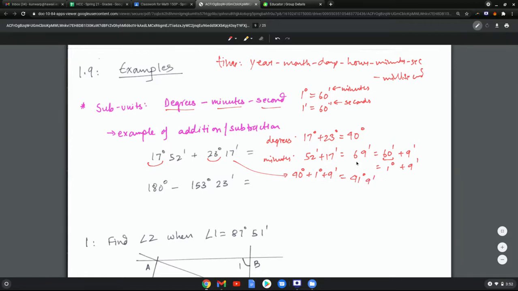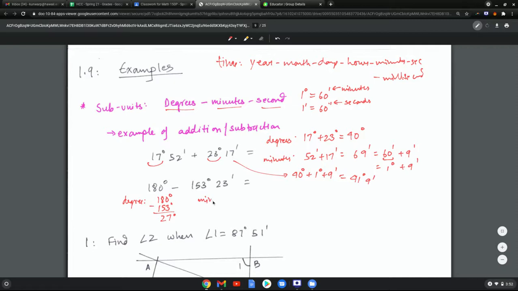Think of it very much similar to time. 69 minutes means 1 hour and 9 minutes. So that's the same as saying 1 degree and 9 minutes. The same thing with subtraction. First we subtract the degrees. 180 minus 153, that gives me 27 degrees.